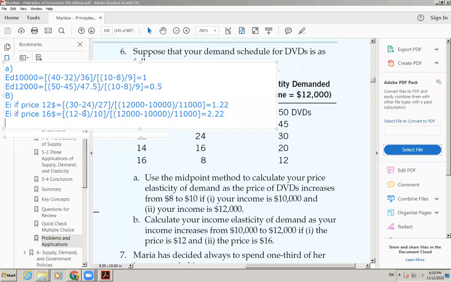Okay, this was question 6, calculating income elasticity. To remind you one more time, income elasticity is the percentage change in quantity divided by the percentage change in income. So we can see this one is more elastic, this is less elastic, this is inelastic, this is unit elastic.